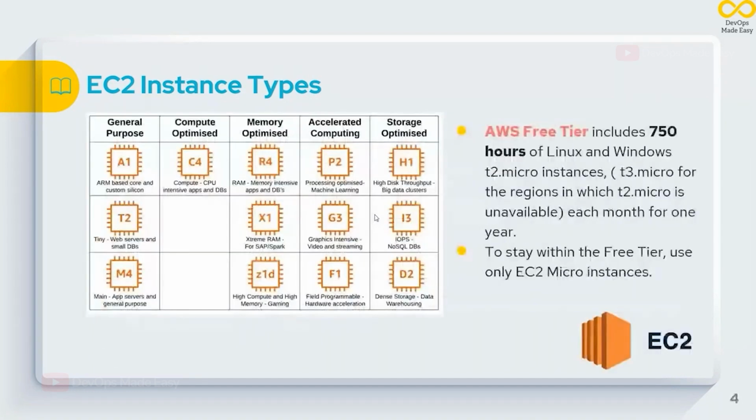And as I said, AWS offers 750 hours of free instances. It is 1 GB RAM and 1 vCPU. That instance type is called T2 micro, and there are a couple of others as well, T3 micro and T2 micro. In the UI they'll clearly mention which of the instances are free tier supported.